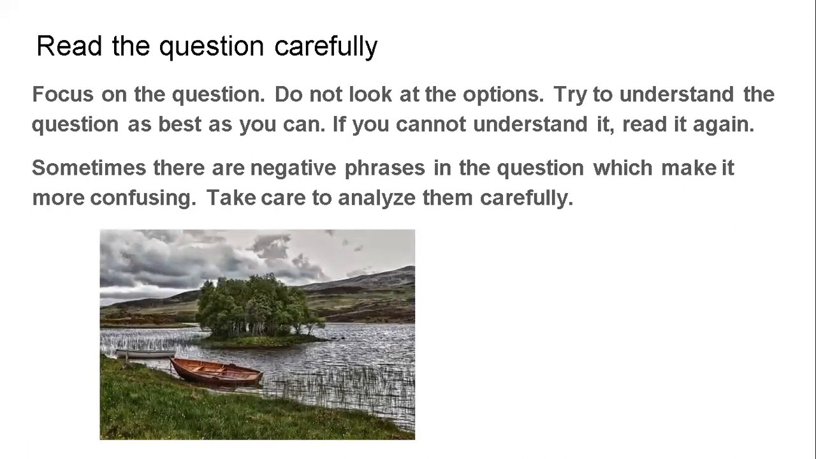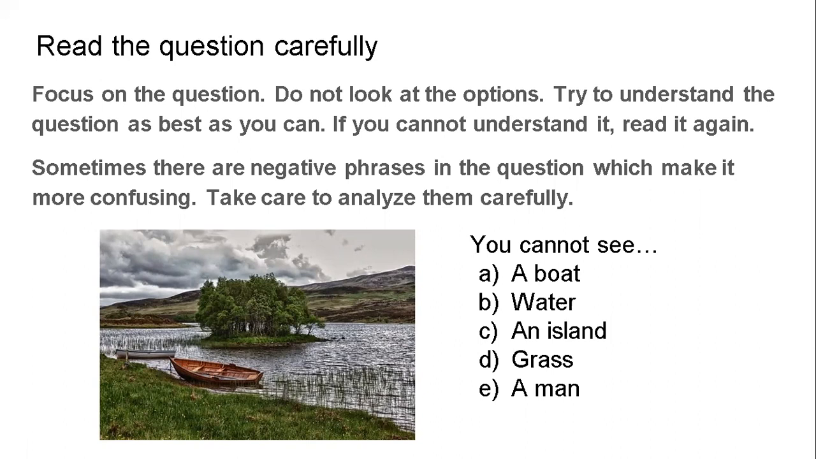I'll give you an example here. Please take a very careful look at this picture. Do you know what you can see in the picture? Okay, now suppose this was a question. You cannot see, and you have five options to pick from. Now, if you don't read the question carefully, you will say, oh, what can I see in the picture? A boat? Yes. Water? Yes. An island? Yes. There it is. Grass? Oh, yes. A man? No. So, what are the correct options? Come on, tick fast. A, B, C, D.